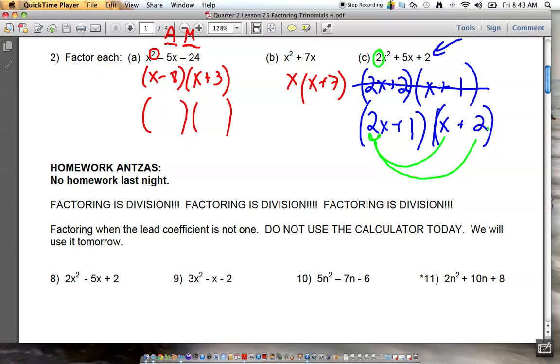So now, how am I going to come up with some kind of an alternative strategy?